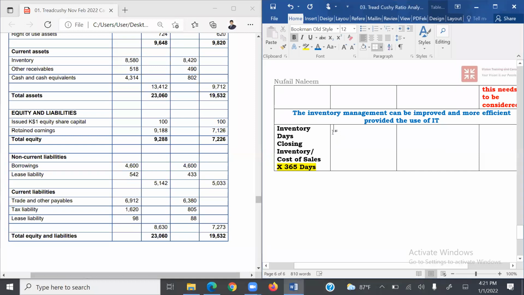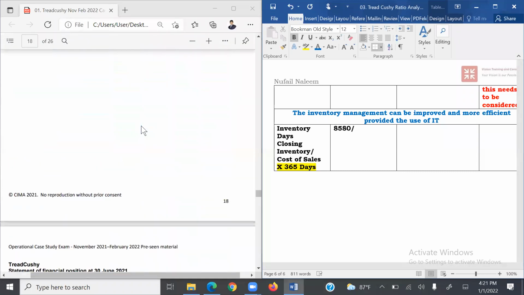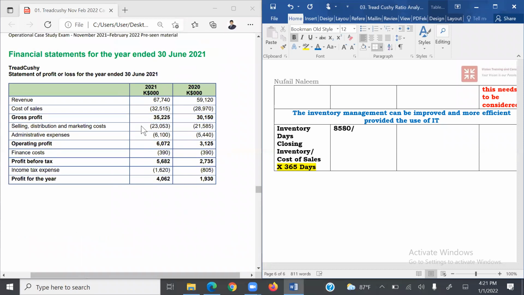Okay, now students, let's work on the inventory days. So 8,580 divided by the cost of sales. We can take the cost of sales from this, that is 32,515, multiplied by 365. So let's do it, students. It's not so complicated. It's just a basic application only. So it's not a difficulty.